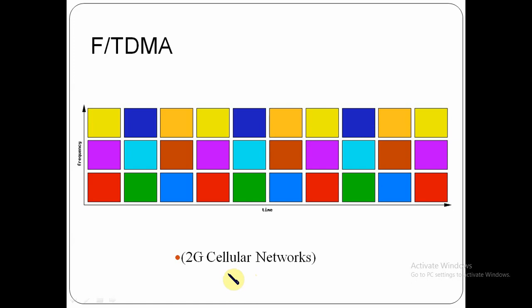That is frequency and time division. Here it is divided into time slots as well as frequency slots, using some guard band and some time duration. We already cleared the role of the guard band: it prevents interference of frequency from the first user to the second user, and it is divided into different time slots. Mostly it is used in 2G cellular networks, that is GPRS and GSM.